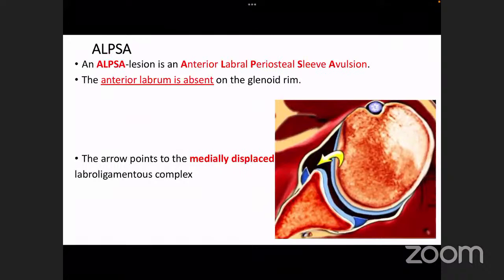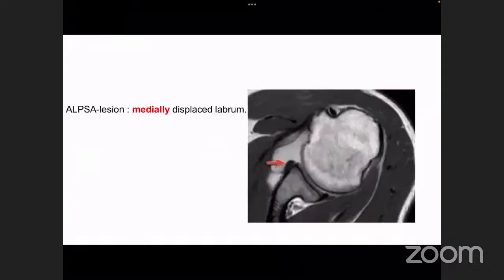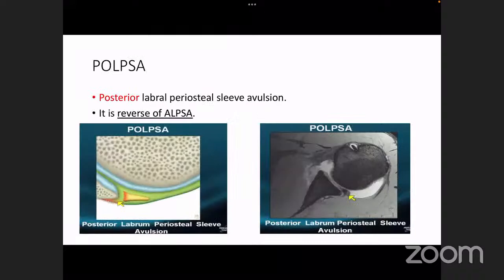And ALPSA, as I mentioned before, is the anterior labral periosteal sleeve avulsion. The anterior labrum is absent from the glenoid rim, so the whole labrum is displaced medially along the periosteal sleeve, as you can see here on MRI. I wanted to show you all these images because most of the last years of the American Academy review, especially in the sports-related shoulder injuries, concentrate on these lesions. So it's highly probable that it might come up in the boards. You have to be familiar with these injuries and know the definition, the mechanism of injury, and the indication, whether conservative or operative.